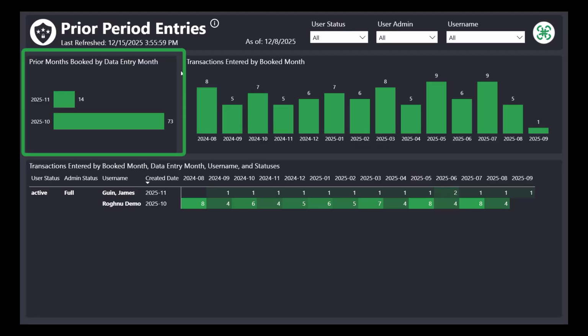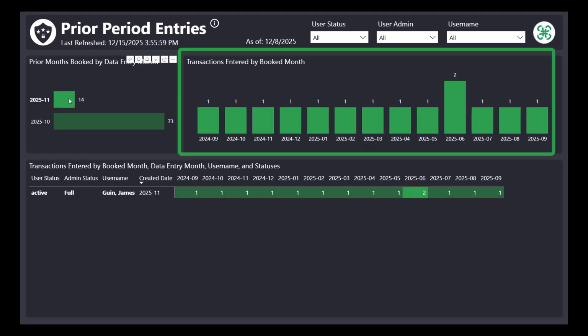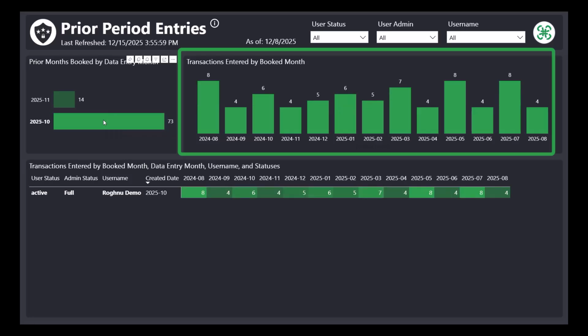So in the top left here, you see that we have 14 transactions were entered for prior periods. This was done in November. And then in October, 73 transactions were entered for prior periods. And to the right, we see what those prior periods are and the number of transactions that were entered. So if I click here, I see those 14 transactions over those periods. If I click on October here, I see those 73 transactions over that period.